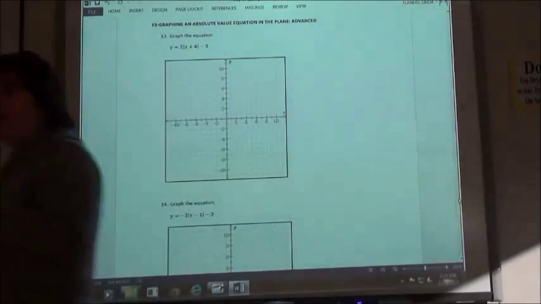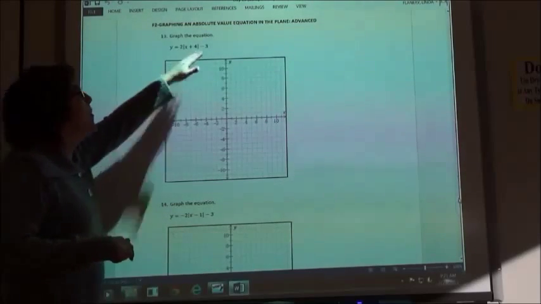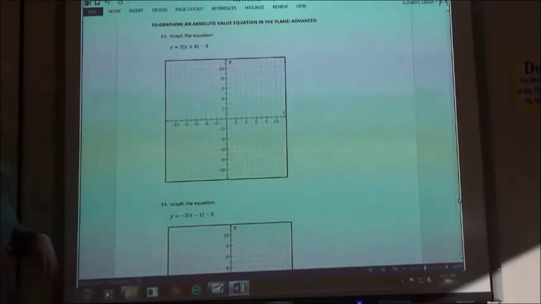We said normally when you graph, the center of your graph is at 0, 0. But you'll see on these ones, there's adding and subtracting. That means my graph is going to move over to the left or right and up or down because I have adding and subtracting on the end.